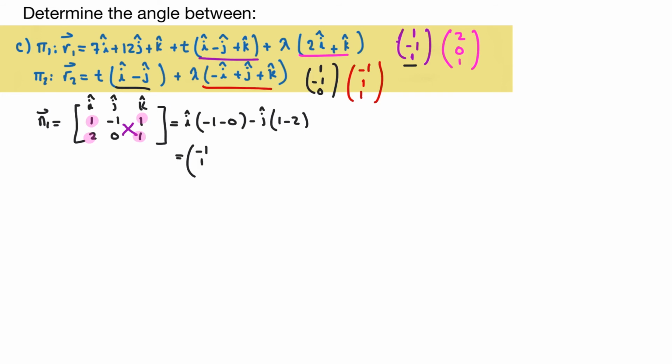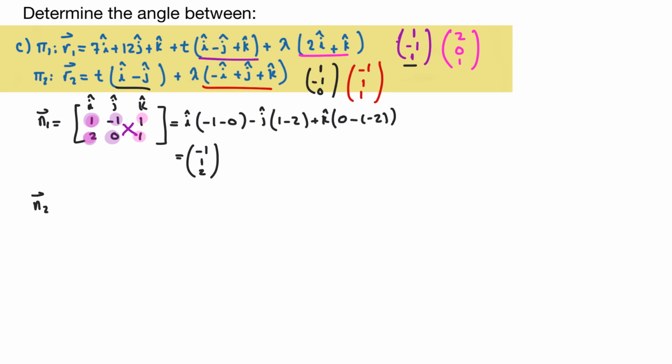Finally, we got the k component, and for the k component, we are going to multiply these two here and subtract them by these two here. So we will get 1 times 0, which is 0, and we're going to subtract that by 2 times negative 1, which is negative 2. 0 minus negative 2 is positive 2, and that will be our normal vector to our first plane. We're going to do the same thing for our second plane.